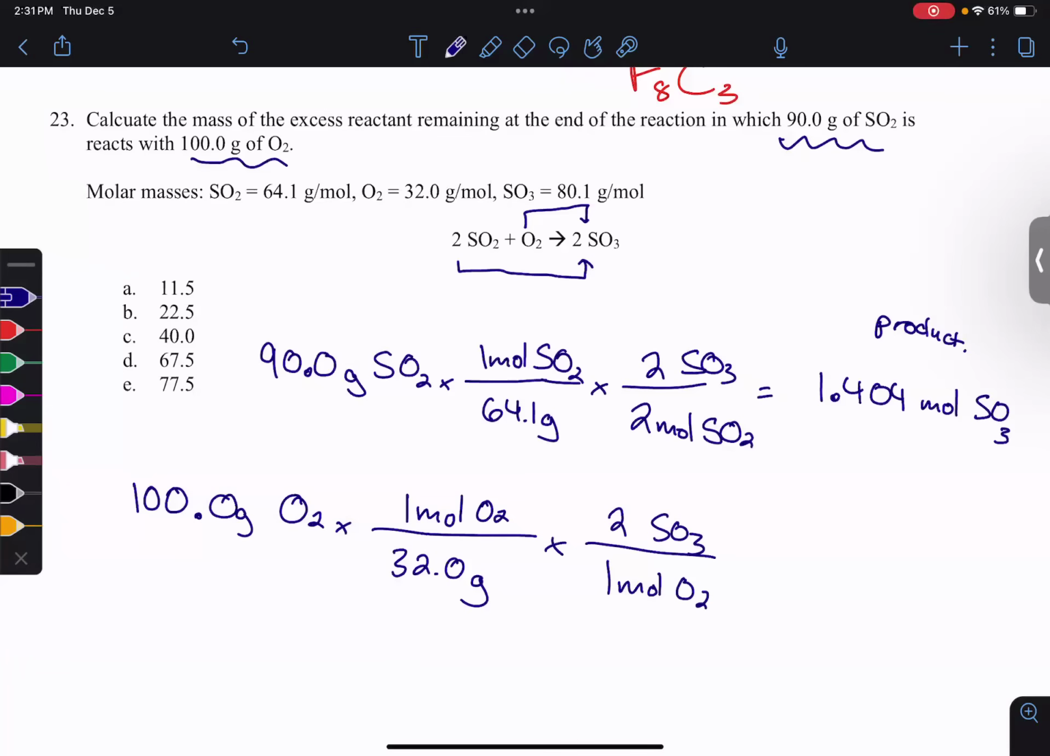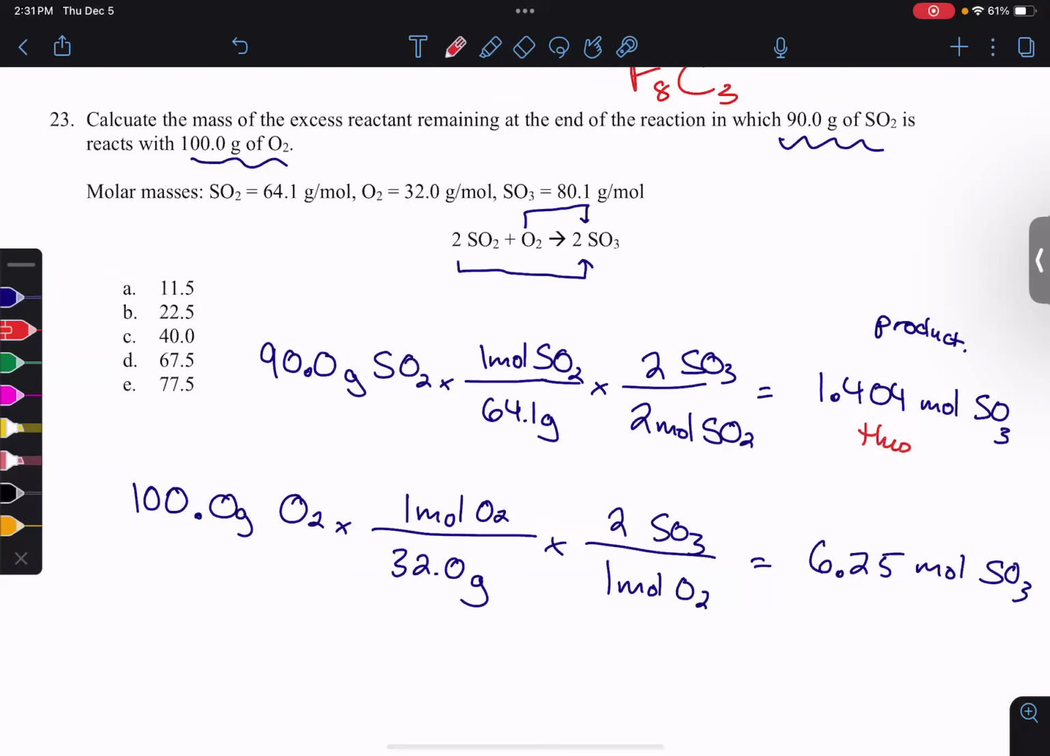Wait, hold on. These numbers are messed up. 90 divided by 64. Yeah, okay, that's right. All right, so this is equal to 6.25 moles of SO3. All right, so which one of these numbers matter to us? The first one or the second one? The first one, all right?